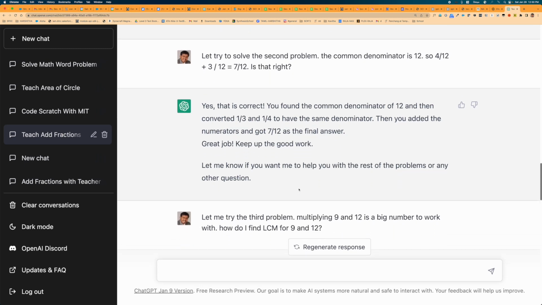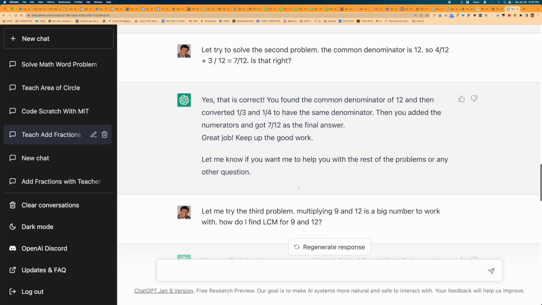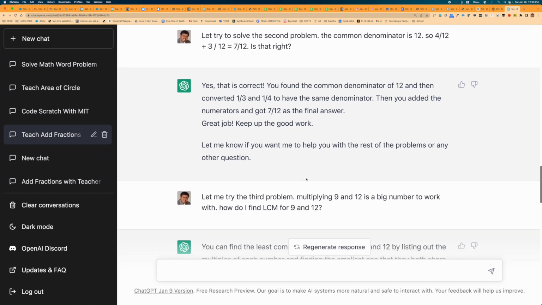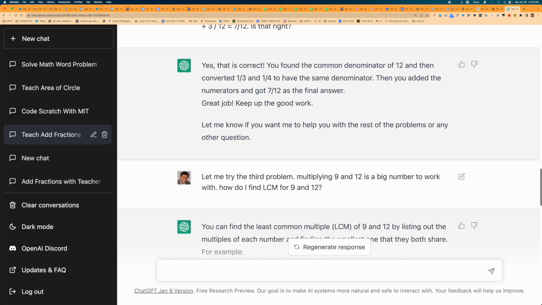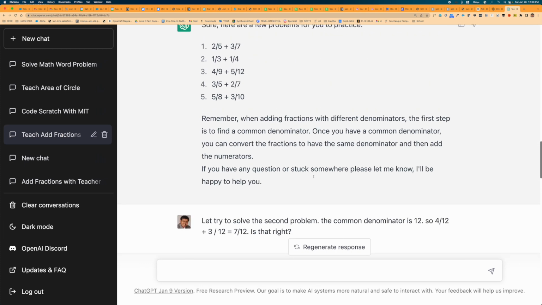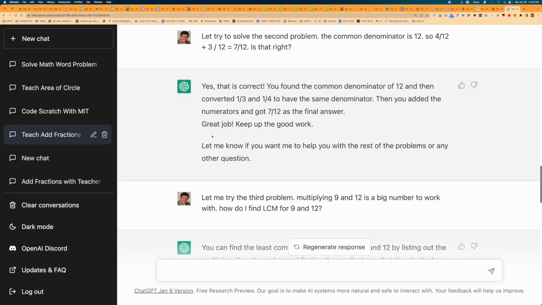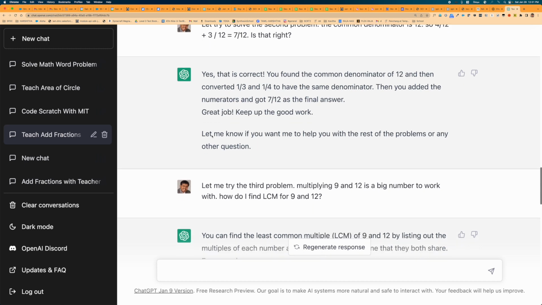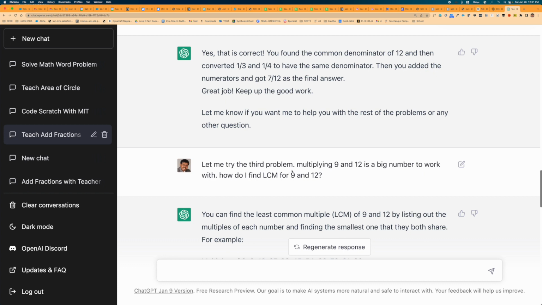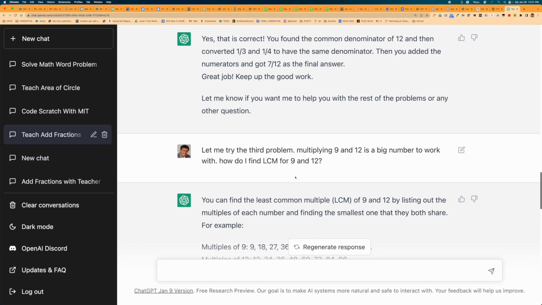And then it explained why this is correct also, and asked me if I need help with the rest of the problems. I tried to attempt the next one, which has bigger numbers, 4 by 9 and 5 by 12. The two numbers 9 and 12 are big, so I could multiply 9 and 12, but that would give a bigger number to work with. So I asked if there is a way to find the LCM for 9 and 12 without multiplying.